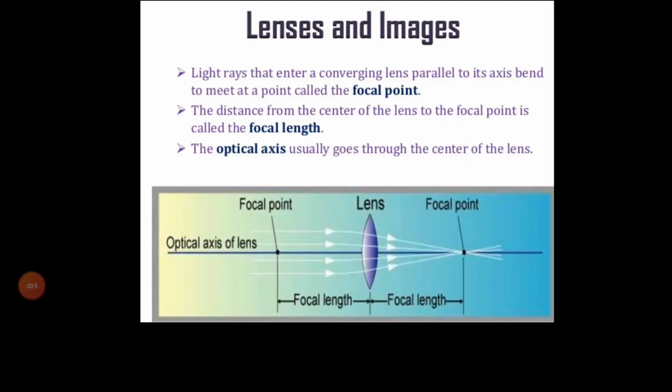Lenses and images. Light rays that enter a converging lens parallel to its axis bend to meet at a point called the focal point. The distance from the center of the lens to that focal point is called the focal length. The optic axis usually goes through the center of the lens. The focal point, the focal length, and the optical axis are clearly marked in the figure below.